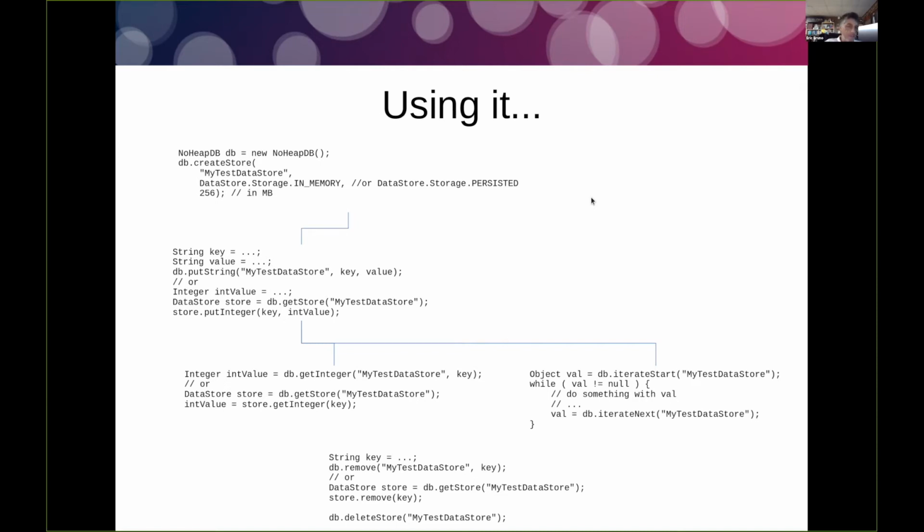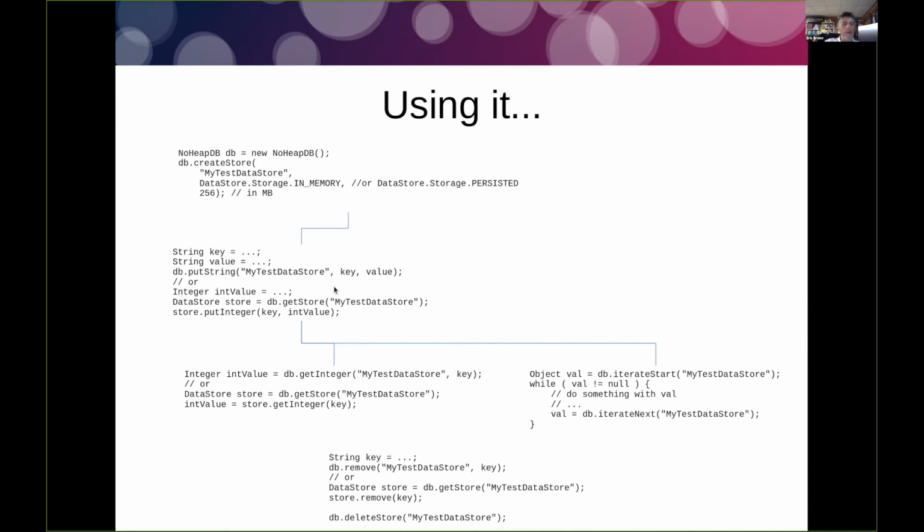You give it a name, and you tell it whether it's in memory and what its starting size is. In this case, I said start at 256 megabytes. It will expand as you need and will actually contract as well. I think there's an option to override the contraction. If you want it to be stored to disk also, meaning you'll use a mapped byte buffer internally and it'll map it to a file, you use persisted as opposed to in memory. It's that simple.